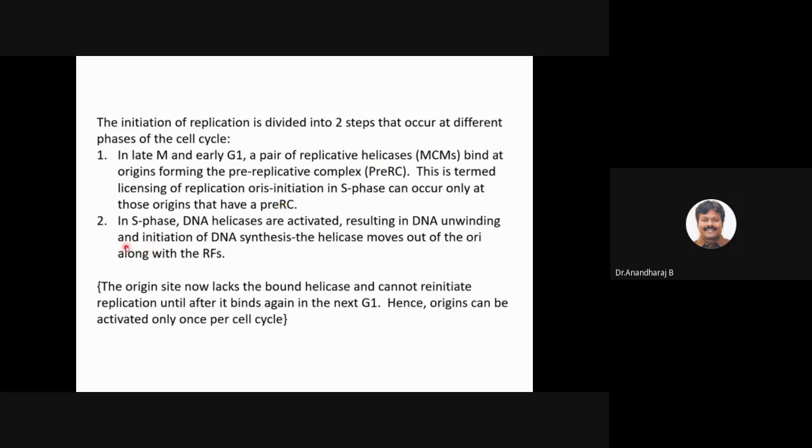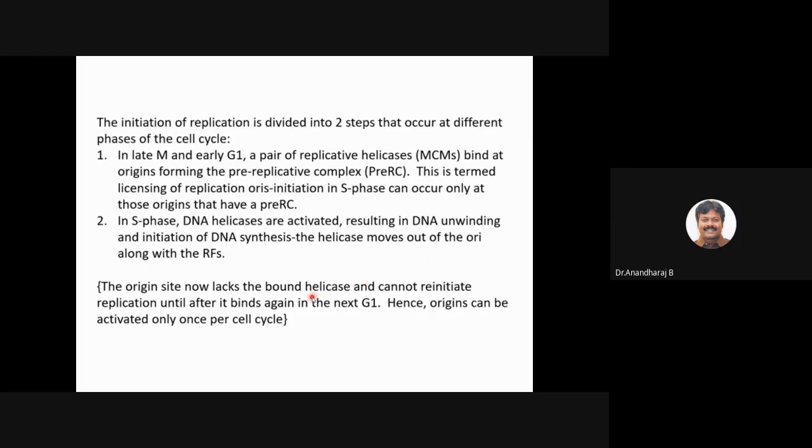So once we enter into the S phase, the helicase is already bound at this origin of replication from the previous stage, but in an inactive form. Once we enter the S phase, DNA helicases are activated. Some proteins are required for activation. We will discuss that. Once it is activated, the helicase will unwind the DNA.